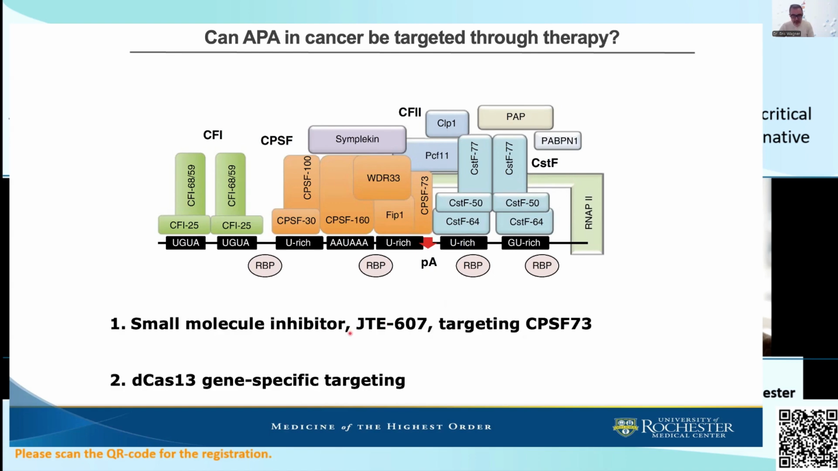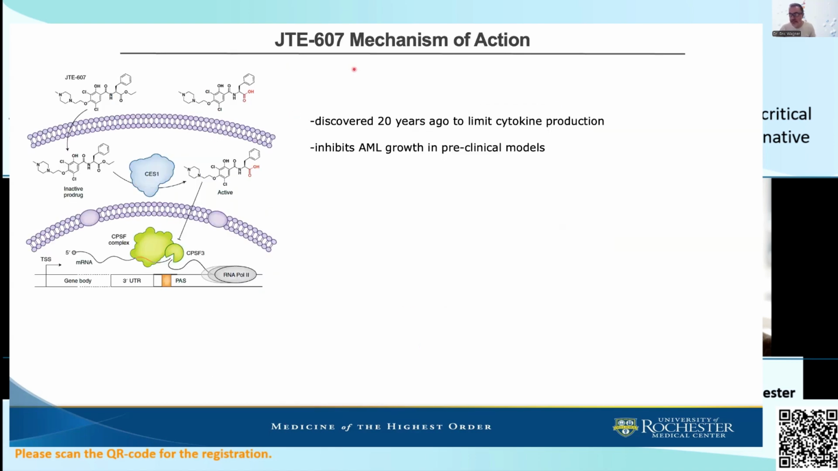It turns out that there's actually an inhibitor of that enzyme called JTE607. It's very interesting how this drug was discovered. It's been known for greater than 20 years, and it's known to inhibit AML growth in preclinical models. But for a long time, no one knew what the actual target of this drug was. It went into clinical trials almost to phase 3. It actually stalled out at phase 2, but it had some effectiveness in these types of cancer cells.